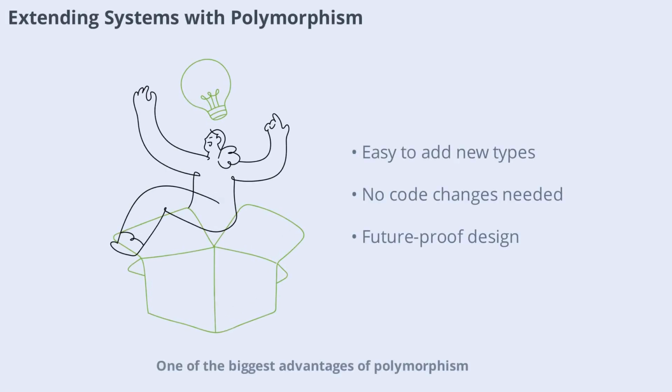One of the biggest advantages of polymorphism is how easily you can extend your systems. If you need to add a new shape or fruit type, you simply create a new derived class. The rest of your code, which works with base class pointers or references, continues to function without modification. This makes your software future-proof and adaptable.